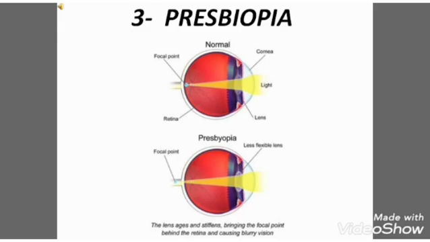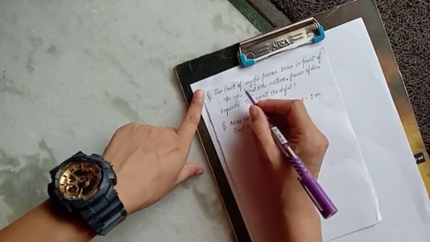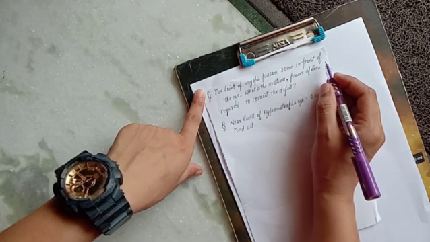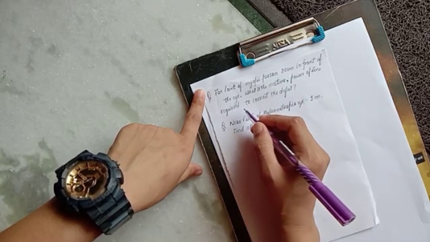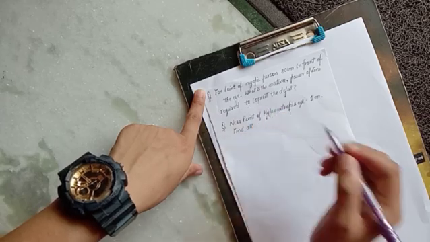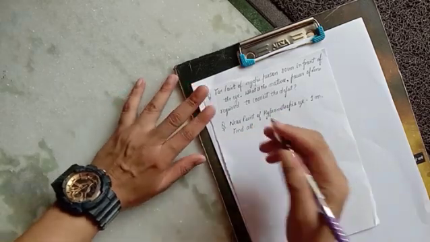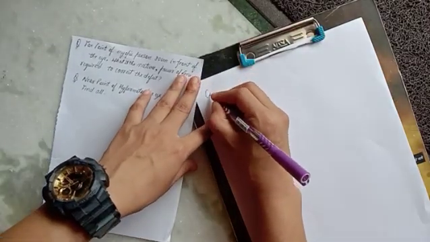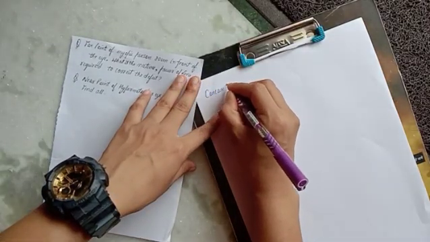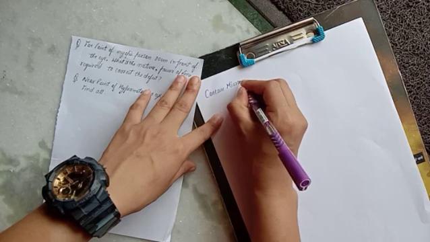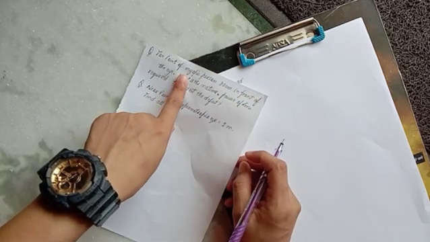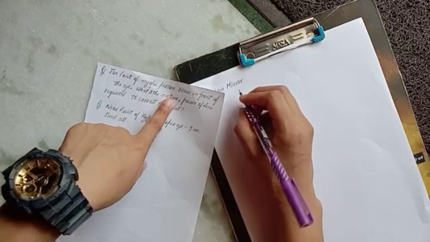Now let's solve some numericals which usually come. The question says the far point of a myopic person is 80 centimeter in front of the eye. What is the nature and power of the lens required to correct the defect? Now as we know, myopic eyes can be corrected by using a concave lens, isn't it? According to the question, what is given? Far point is given. Far point means image distance is given.